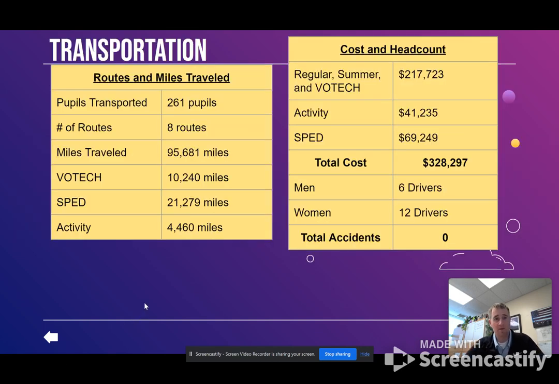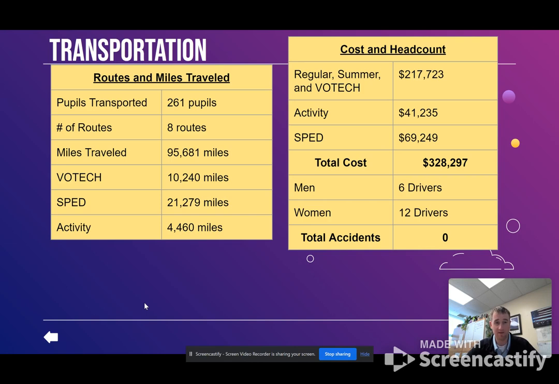Transportation, number of pupils transported, 261. And if you remember, we had a head count of 269. All students are assigned a bus, but some do travel. Number of routes, we have 8 full-time routes with a total of over 95,000 miles traveled. We have a VOTEC route that goes to Hutchinson Community College that travels about 10,000 miles per year.